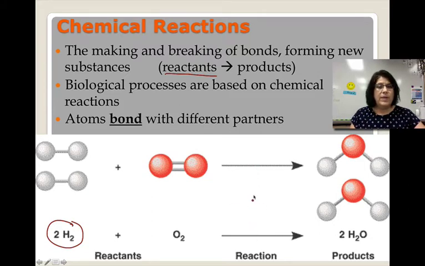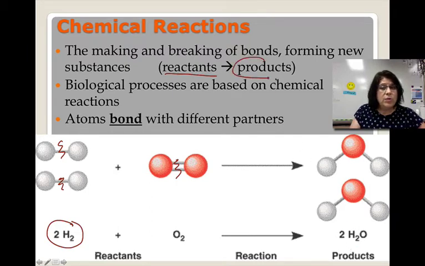That means that bonds are breaking and reforming in a new way. So now these bonds are breaking and these bonds are breaking and these bonds are breaking and they're all rearranging. So now we have one oxygen with two hydrogens. We made water. The thing that you made, or the things that you made, sometimes it's more than one, are called the products. The substances you end with are the products.